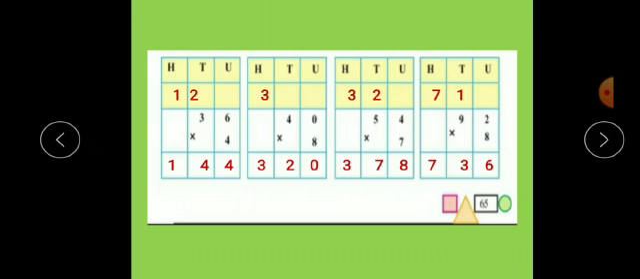So today we stop. In the next period we will see word problems of multiplication. Till then, happy learning.